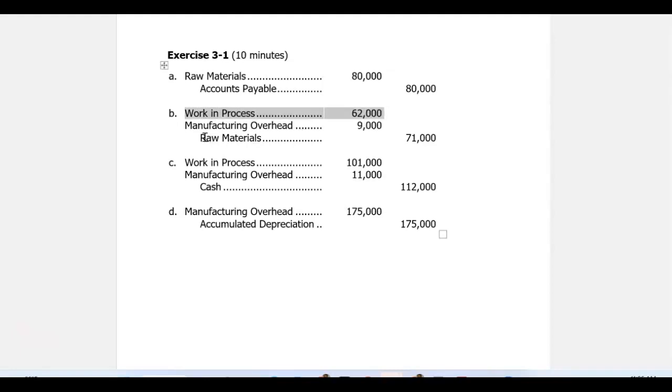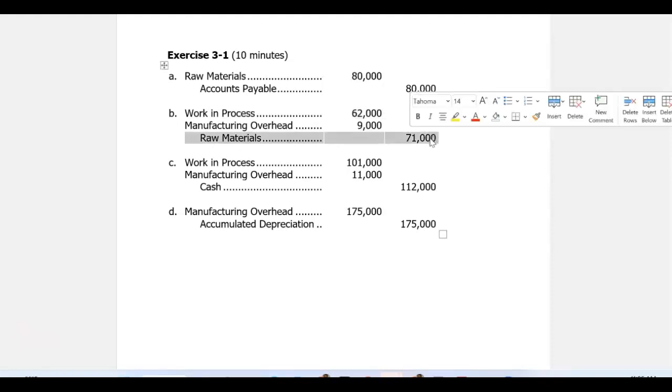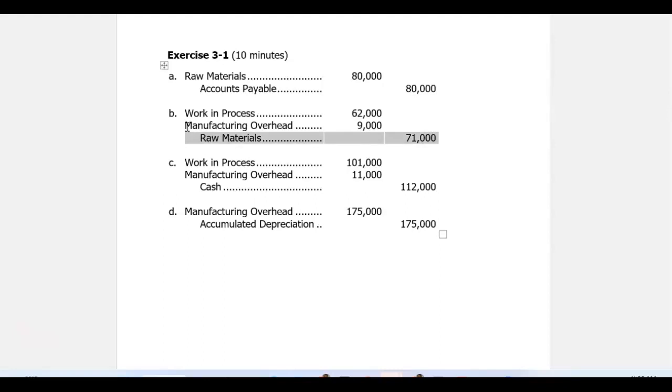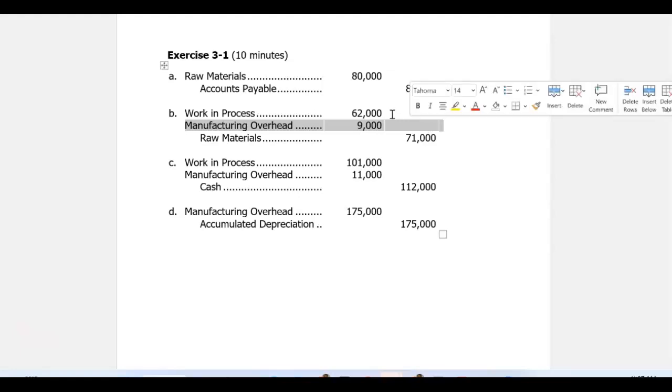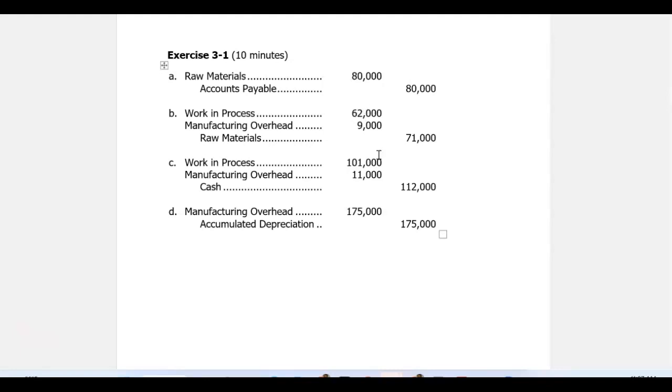However, we took raw materials from the inventory of $71,000. So the difference will be indirect material going into manufacturing overhead. Indirect materials are some form of glue, supplies, cleaning materials, whatever might be necessary to use in the factory environment, but it's not part of direct material. Okay, so we have direct materials already in work in process, 62,000.